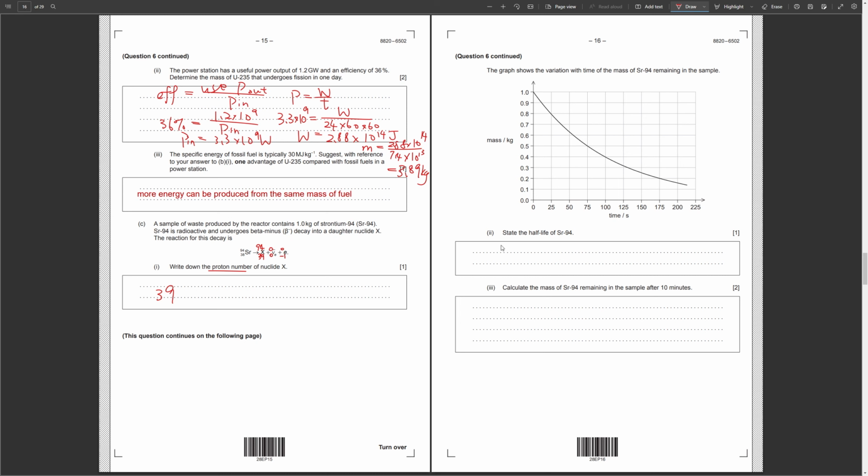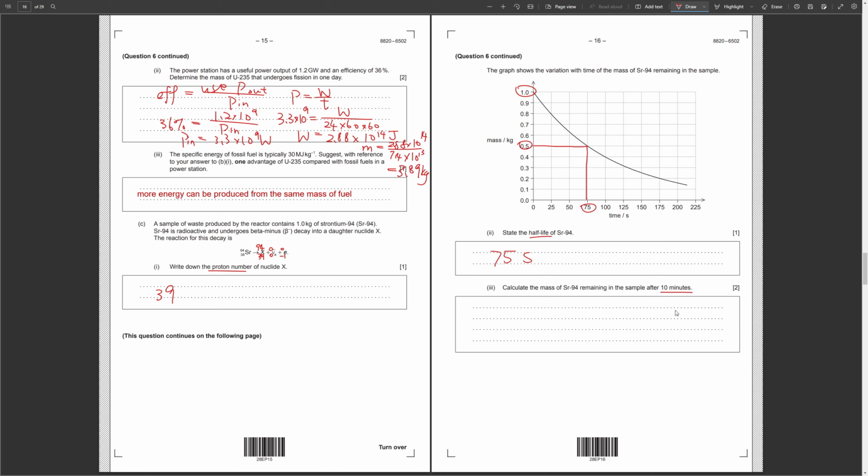Part C2, looking at the half-life of your sample. Half-life is the time needed from 100% to 50% of the amount of undecayed particle. So it's from 1.0 down to 0.5. The corresponding time is half-life. It is 75 seconds.